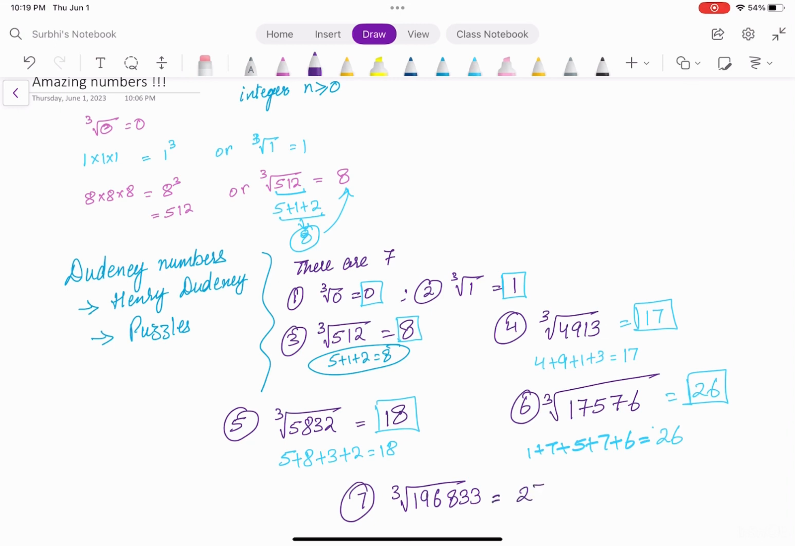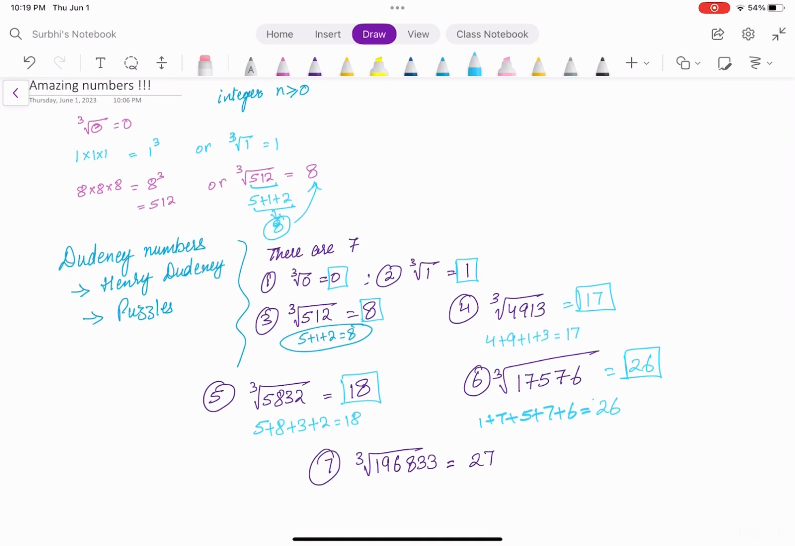19683, and cube root of this number is 27. If you add the digits 1 plus 9 plus 6 plus 8 plus 3, that will also give you 27. So these are 7 numbers that are called Dudeney numbers after Mr. Henry Dudeney. And if you want, you can search various puzzles from Mr. Henry Dudeney, and they are quite fascinating, very interesting.